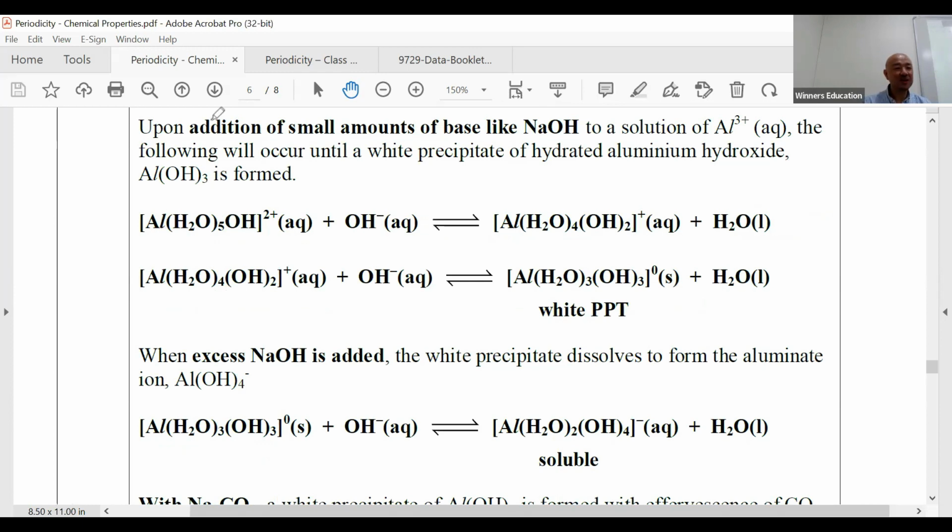Follow me closely. Upon addition of a small amount of base like sodium hydroxide to a solution with Al3+, you will eventually get a white precipitate of hydrated aluminum hydroxide, which is this, formed.